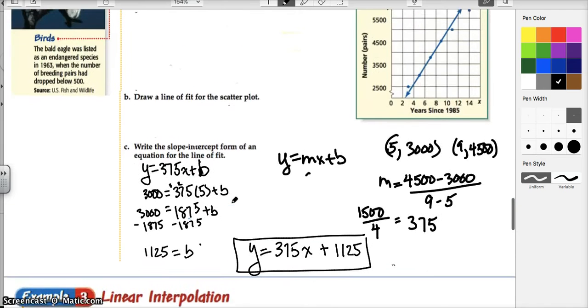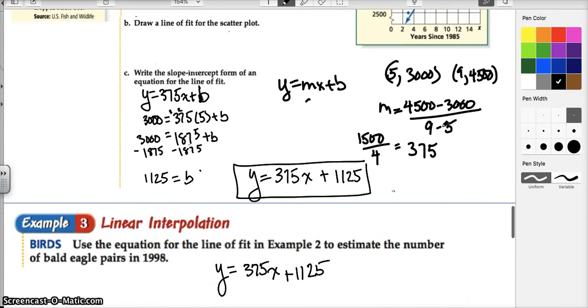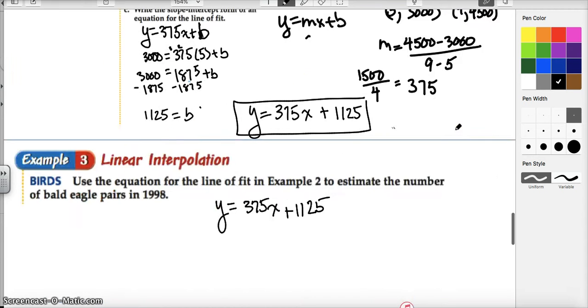What does x stand for? x stands for the years since 1985. And I'm trying to figure out what's going on with the year 1998. So how many years have transpired from 1985 to 1998? That's what I need to calculate right now. And if you and I are thinking the same thing, it looks like 13 years. And if you look up here, there really is no data for 13 years. So we're doing a little linear extrapolation.